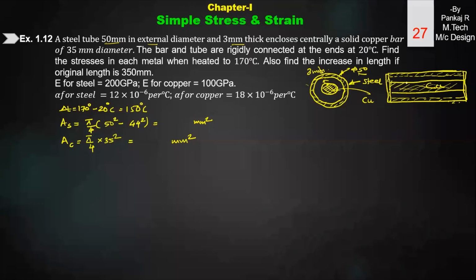Now if I heat it, copper and steel both are going to extend equally. But what is that extension? I don't know. But they will both extend equally, that I know. So for this, what is given to us, the things which are given to us we are writing.